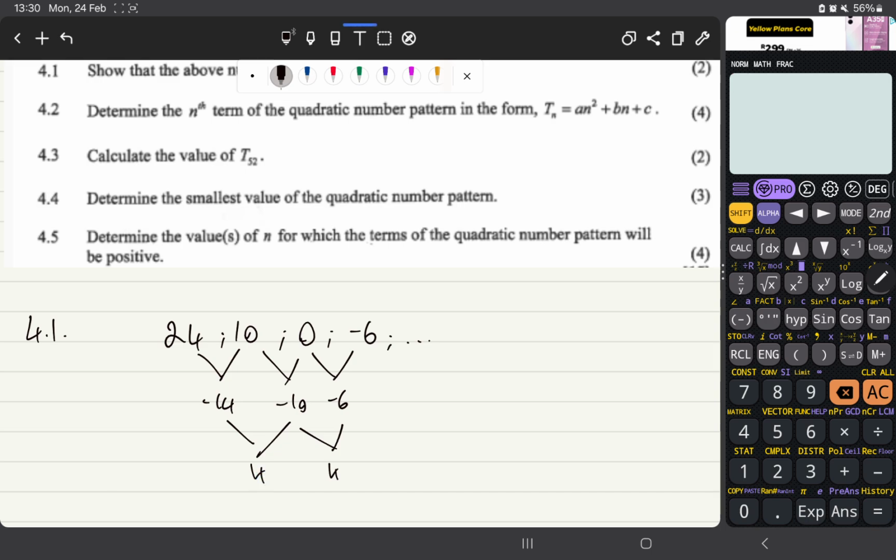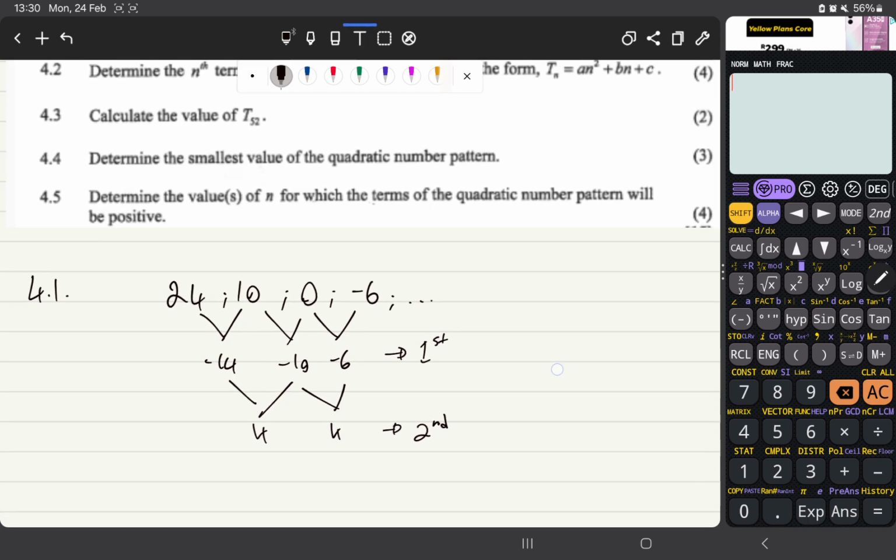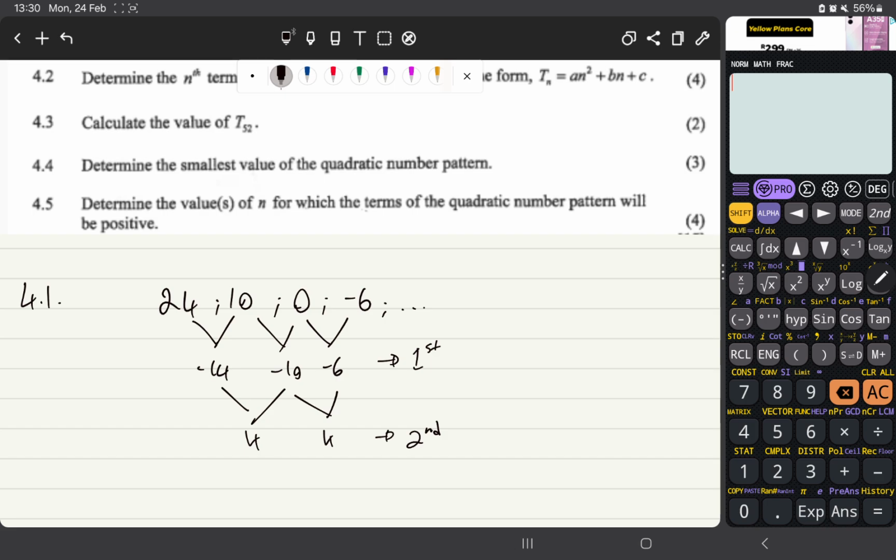Remember, there's the second difference right here, and right here you have your first difference. You can see that your second difference is a common difference, and that common difference is coming from the first difference, which is a linear number pattern. Right, and then you're done.